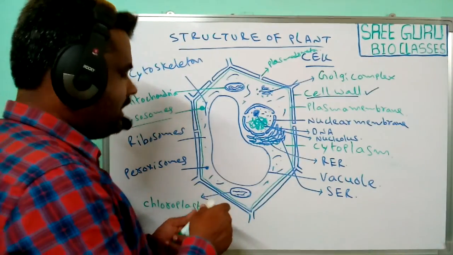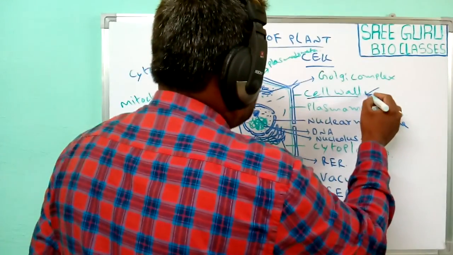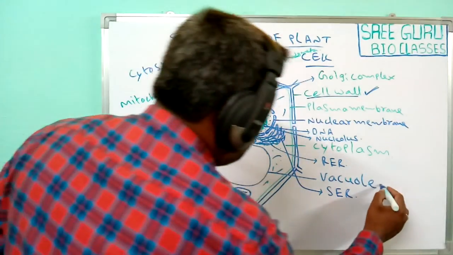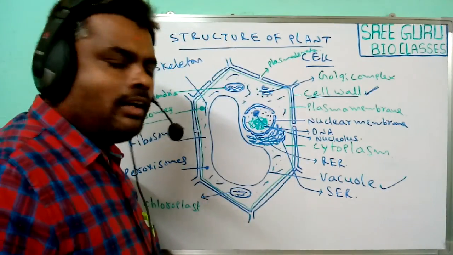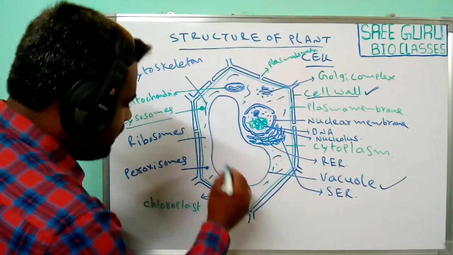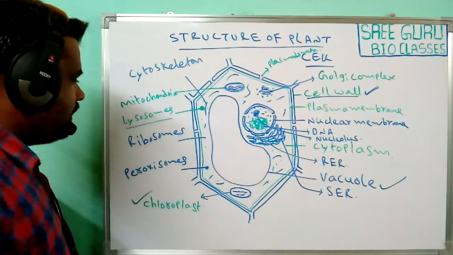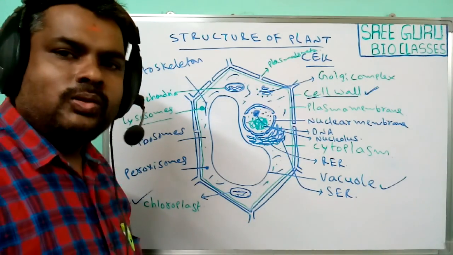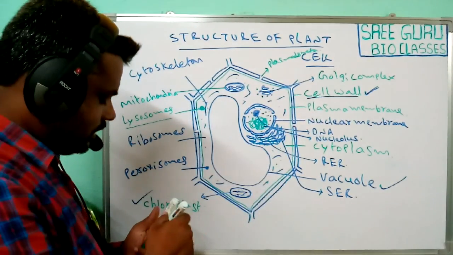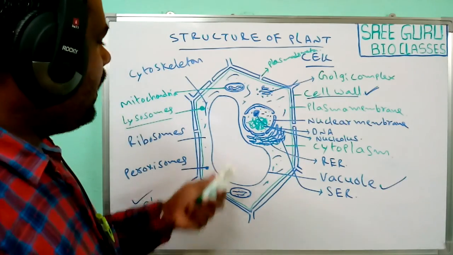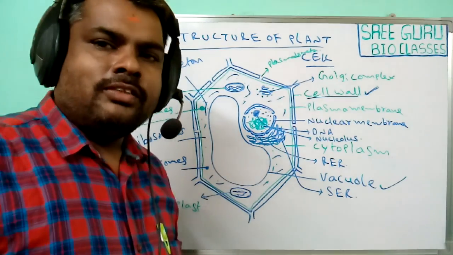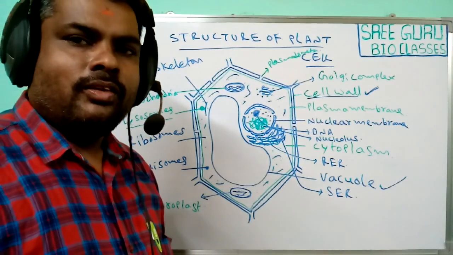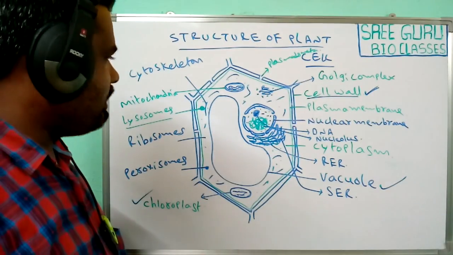Next, the presence of a cell wall is one of the characteristic features observed especially in the plant cell, and a large vacuole is another characteristic feature observed in the plant cell, and the presence of chloroplast is another important characteristic feature. So these are the organelles mostly observed inside the plant cell. Okay, this is the simple structure of the plant cell.